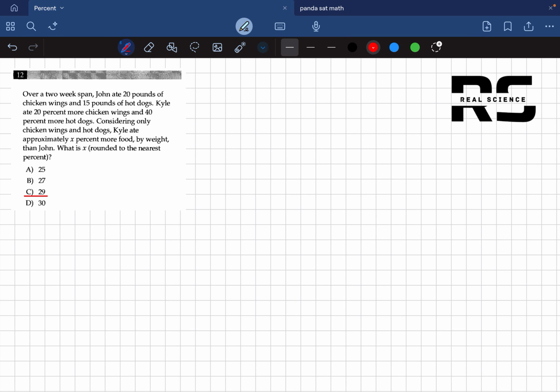Over a 2-week span, John ate 20 pounds of chicken wings and 15 pounds of hot dogs. Okay, let's just write chicken wings, and hot dogs. There are 20 pounds and then 15 pounds. Kyle ate 20% more chicken wings, so 20% more, and 40% more hot dogs. So 40% more hot dogs. Considering only chicken wings and hot dogs, Kyle ate approximately X% more food by weight than John. Okay, so let's call that John, and then we have Kyle.